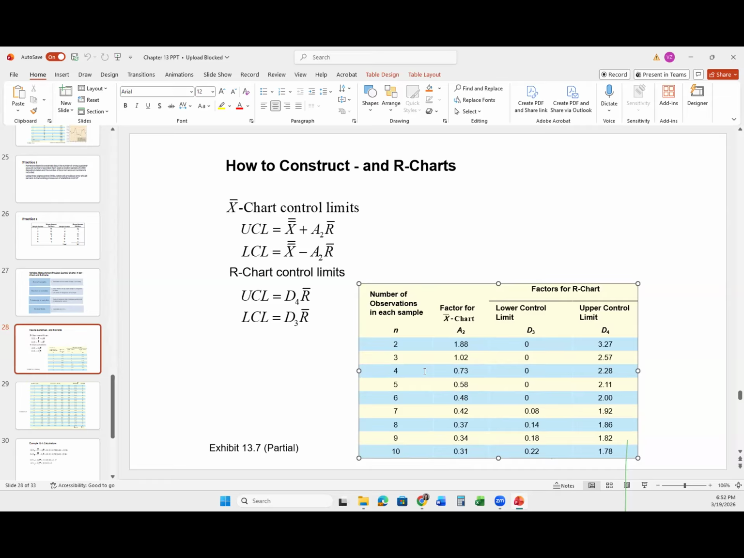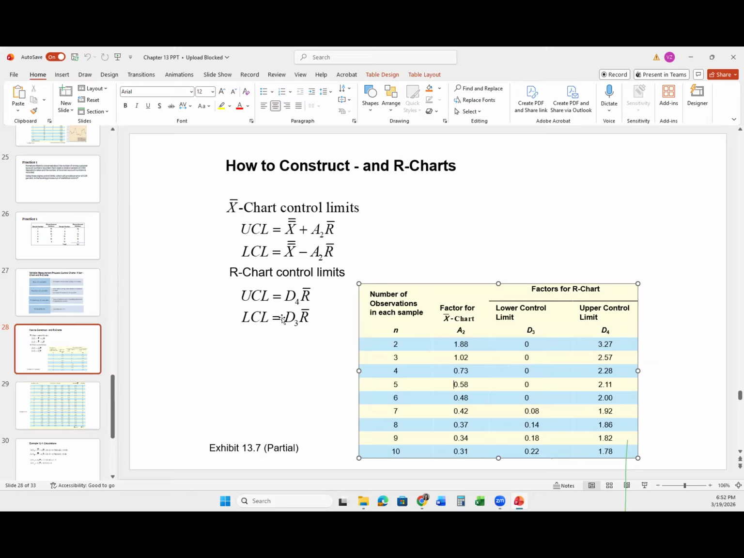Okay, so how about if sample size is 3, what is A2? Take a guess, give me a number. Okay, very great, 1.02. And D3 will be 0, while D4 is 2.57. So when you do your homework, you just need to figure out the sample size, then you will be able to get A2, D3, and D4.